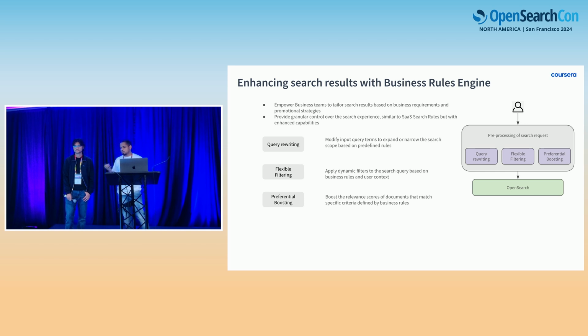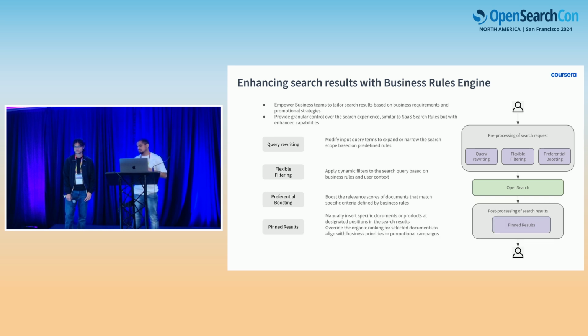The other type of pre-processing business rule is called flexible filtering, where we can apply filters while going into OpenSearch. For example, if somebody searches for marketing degrees, while this will fetch marketing content, on the way in, we'll apply, hey, only fetch degrees. Apply filter, degrees equal to true. So the result set will only have degrees that are marketing related.